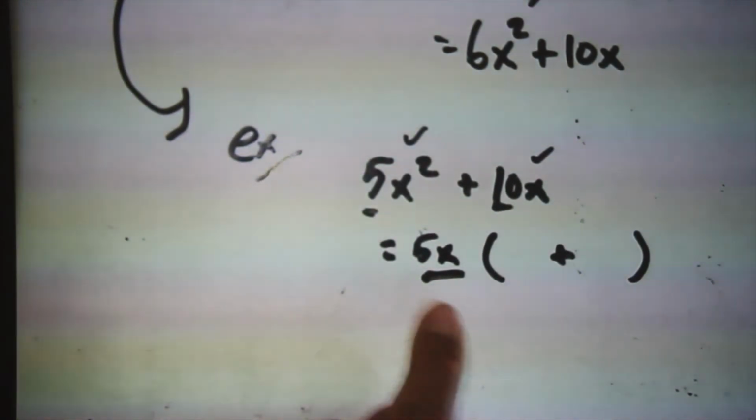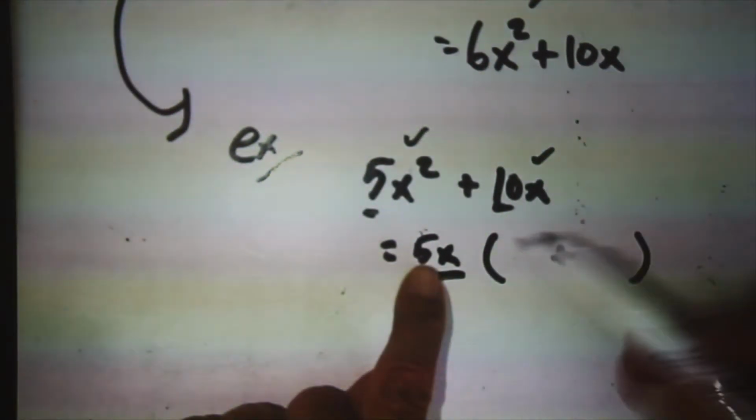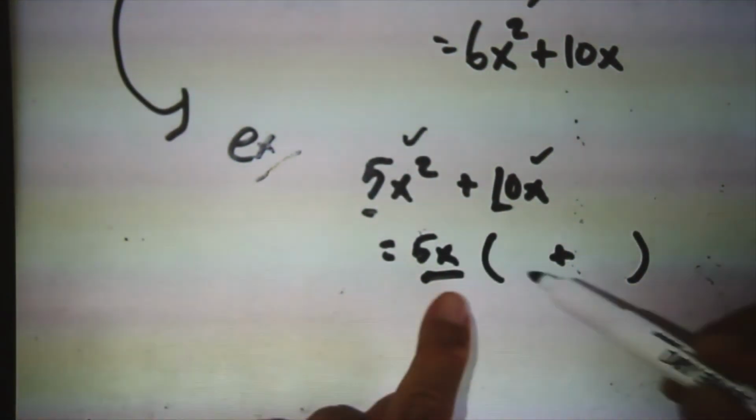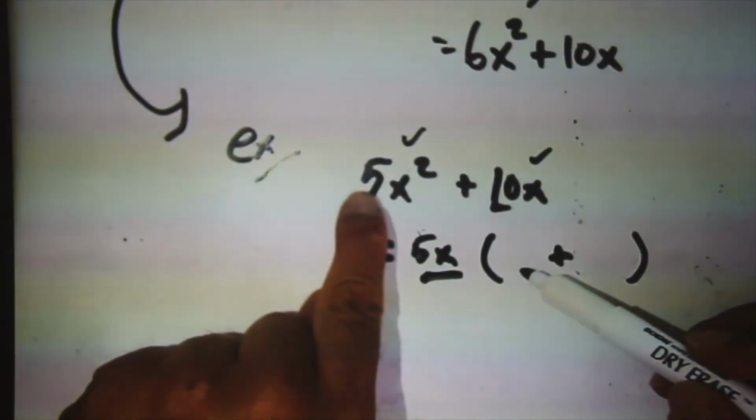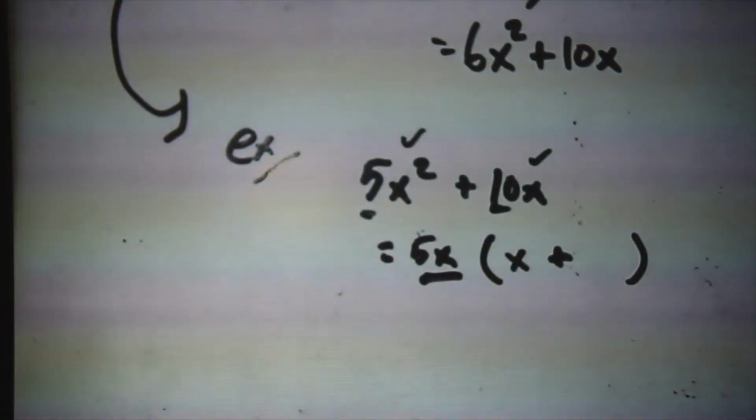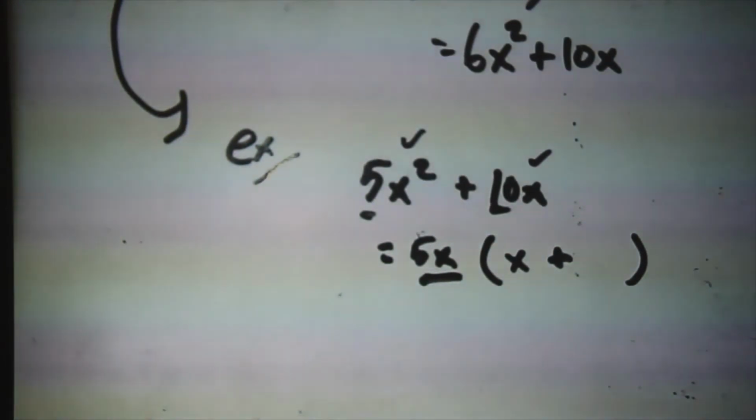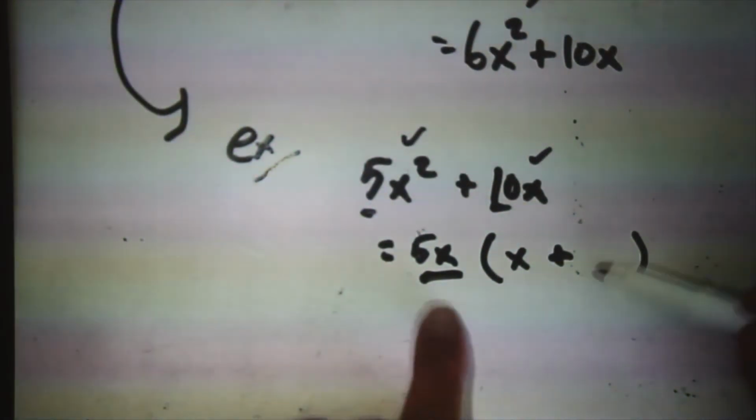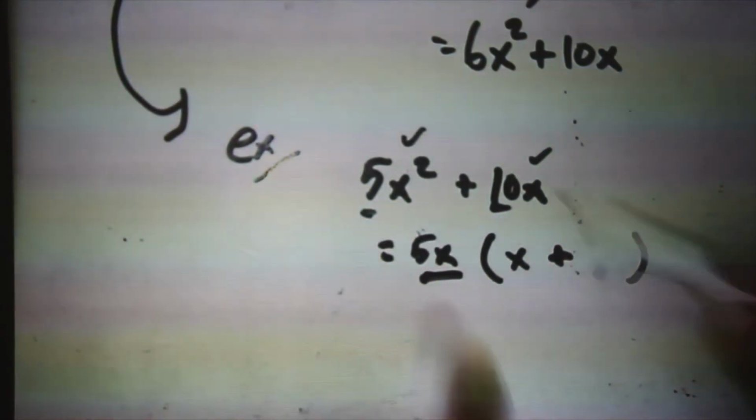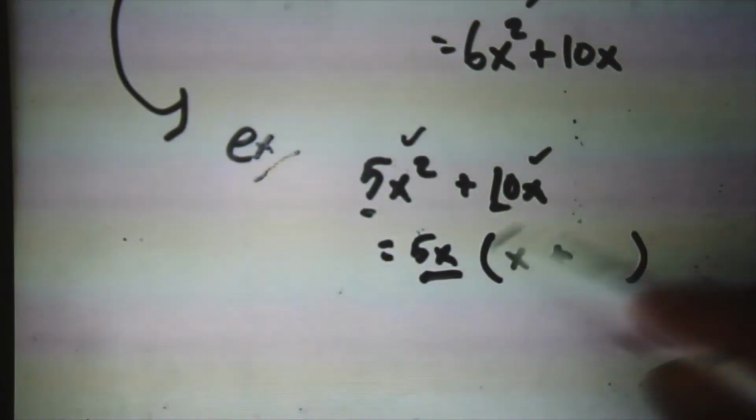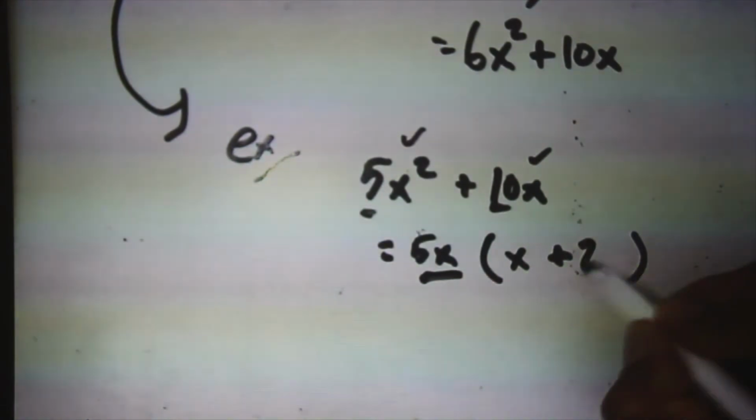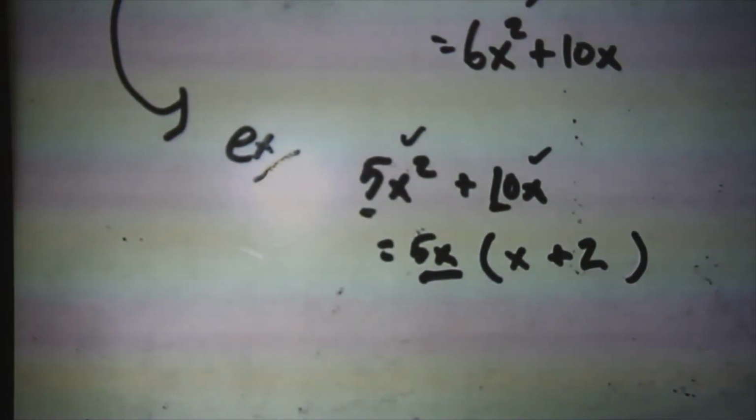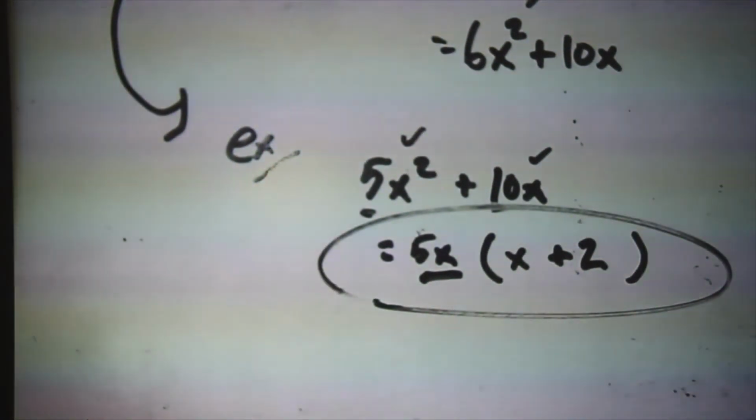So in my head, then I say to myself, well, 5x times what would give me 5x squared? Well, times plain old x would do that. All right? And then I say to myself again, 5x times what, that's the part that goes here, gives us 10x? Well, if I want 5x to become 10x, I've got to multiply by 2. So this is my complete factored form.